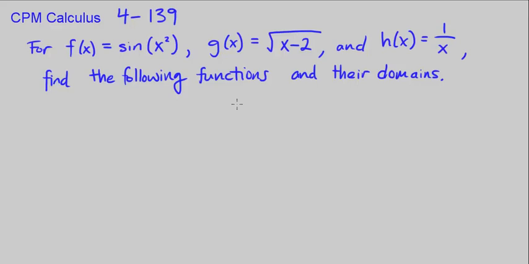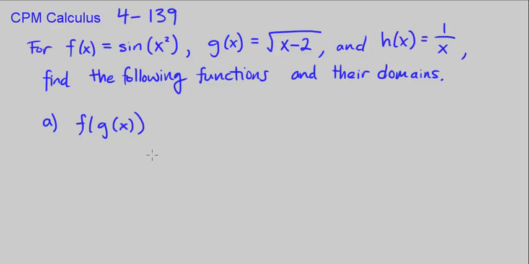This is CPM Calculus Chapter 4, number 139. Here we're given three functions. f of x is sine of x squared, g of x is the square root of x minus 2, and h of x is 1 over x. Now we want to find the following functions and their domains.